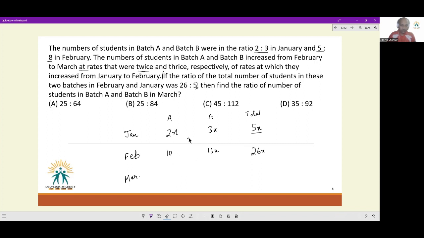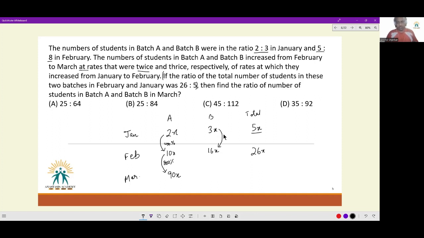What is the rate of increase? The rate of increase is something you have to look at. The increase is of 8x on a base of 2x. The rate of increase is 400%. So the rate of increase here is 800%. So the number of students in March will be 90x. If something is increased by 800%, it becomes 9 times of the original size. This becomes 90x.